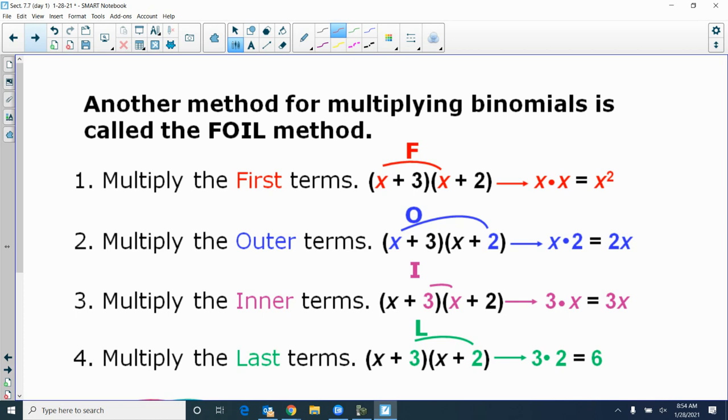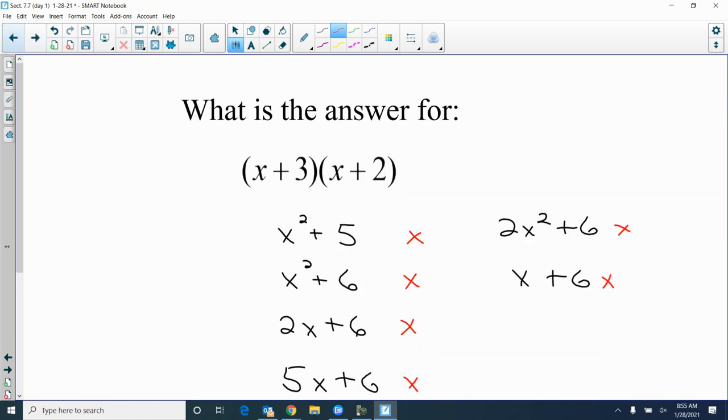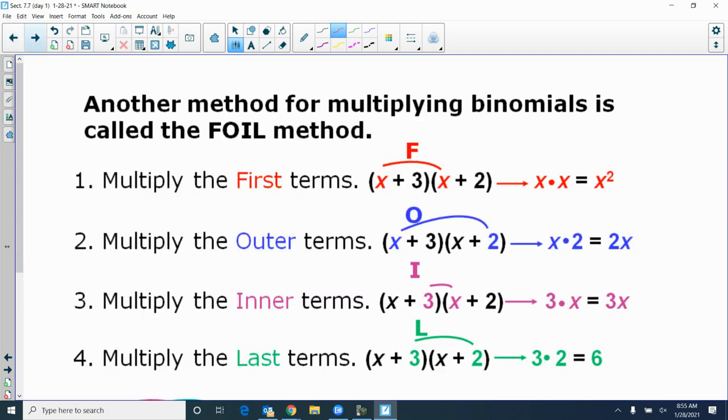All right, pay attention, because this is going to go against some of your instincts. Your instinct was just to say x times x is x squared, and then 3 times 2 is 6. Probably 90% of you thought that was correct. But here's how we have to do this. It is called the FOIL method, at the bottom of your paper. This is how we multiply a binomial times a binomial.